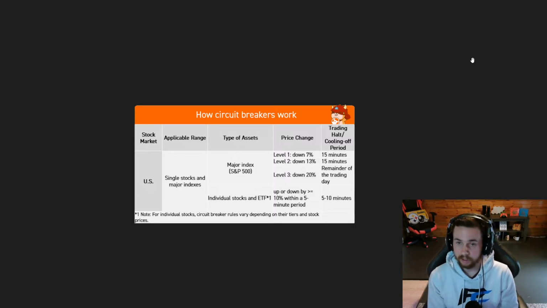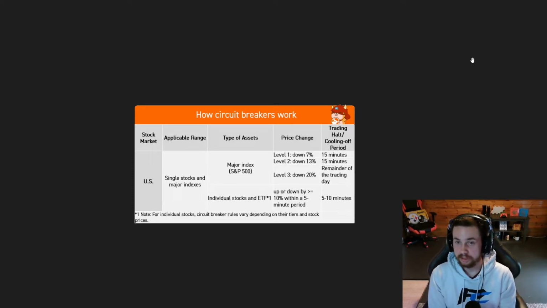Level 1: if the market moves down 7% or more in a 5-minute period, the entire market is going to halt for 15 minutes. I'm sorry, if it moves down 7% in 5 minutes, it will be halted for 15 minutes. And that's the entire market. So that's the S&P.